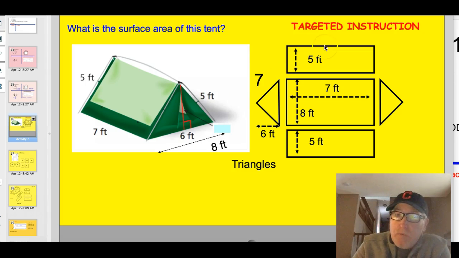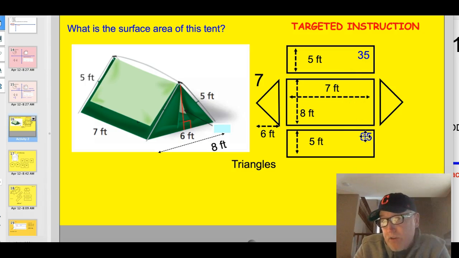All right, so to find the area of this side here of the tent, it's a rectangle. You can see it's a rectangle here. Both sides are the same. It's going to be 5 times this 7 here, because all these rectangles are the same width. So 7 times 5 is going to be 35, and I'm going to have 2 sides that are 35.